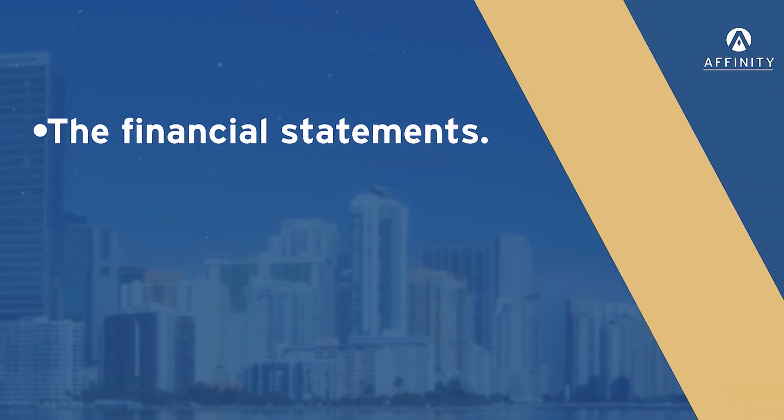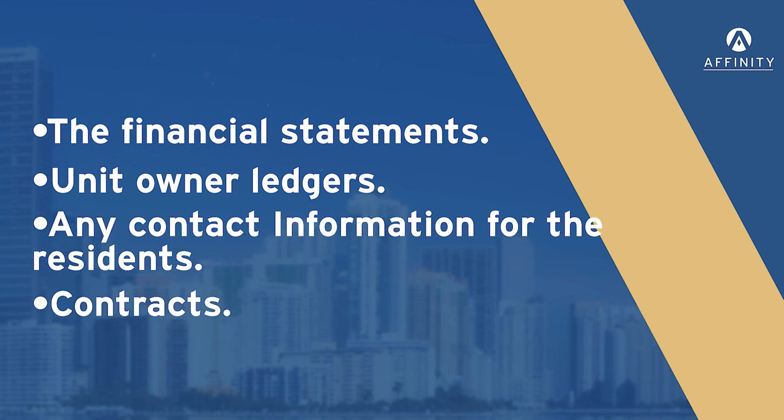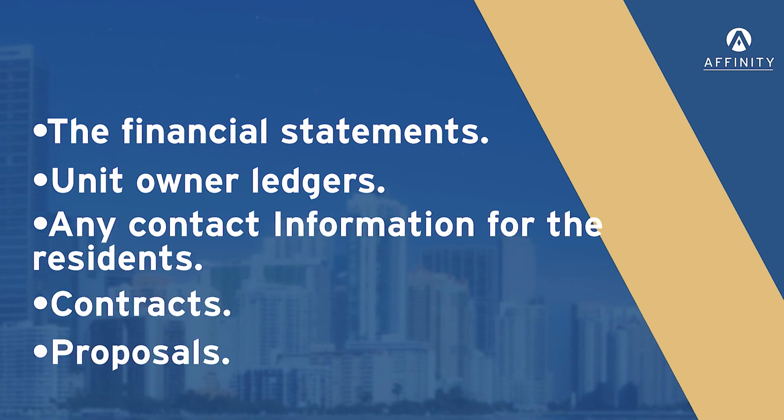So what information should you put behind, let's say, a user login with email and password? The statute does govern what items must be up on the association website, but some of the items that you should be putting behind password protection, I would say, are financial statements, unit owner ledgers, any contact information for the residents, contracts, proposals, things of that nature. I highly recommend they not be accessible unless you have a user and password.